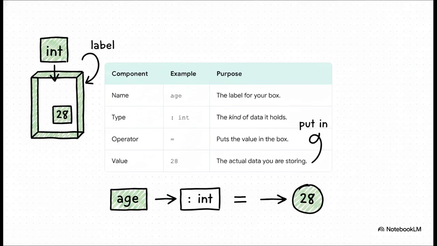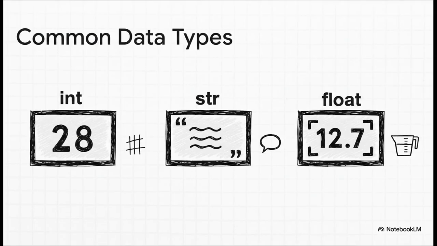That's the whole pattern. Now, that type we mentioned is actually really important. It tells Python what kind of data it's working with. An int is for whole numbers. A str, which is short for string, is for text. And a float is for any number that has a decimal point. And this matters, because knowing the type lets Python do the right things. Like you can do math with numbers, but you can't really add the word hello to 28, right?